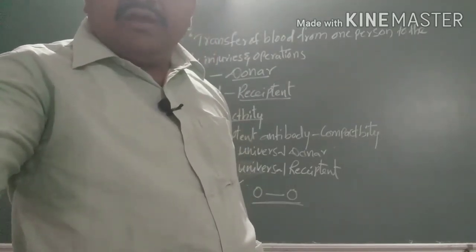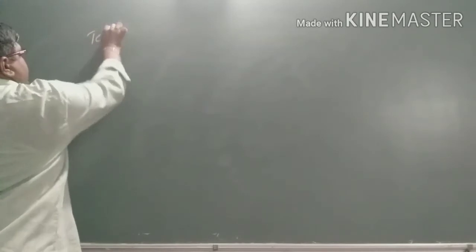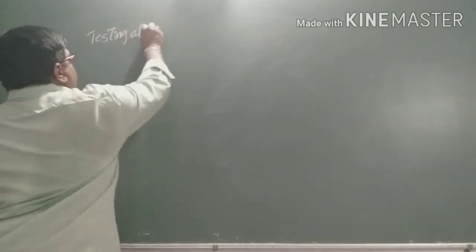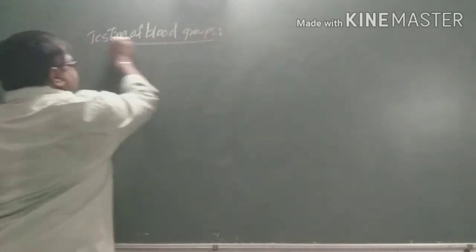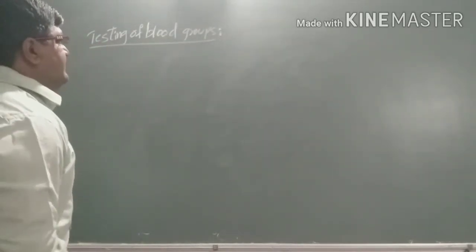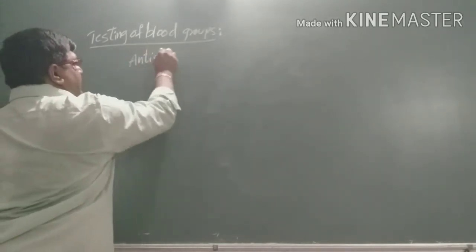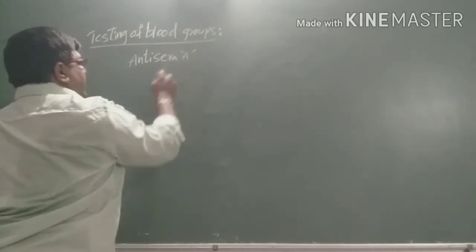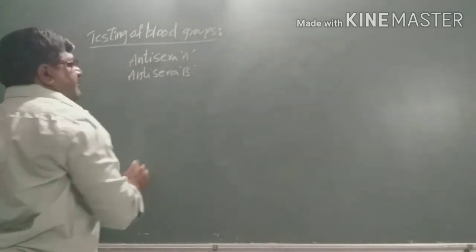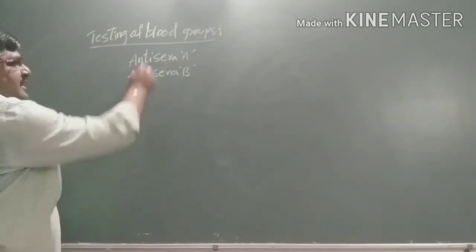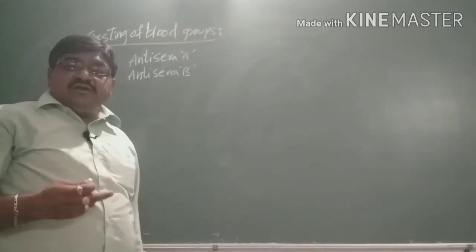Next, coming to the testing of blood groups. How can we test? There are two types of sera present, one we call anti-sera A and the other anti-sera B. With the help of anti-sera A and anti-sera B, we can easily identify which type of blood group is present in our body.